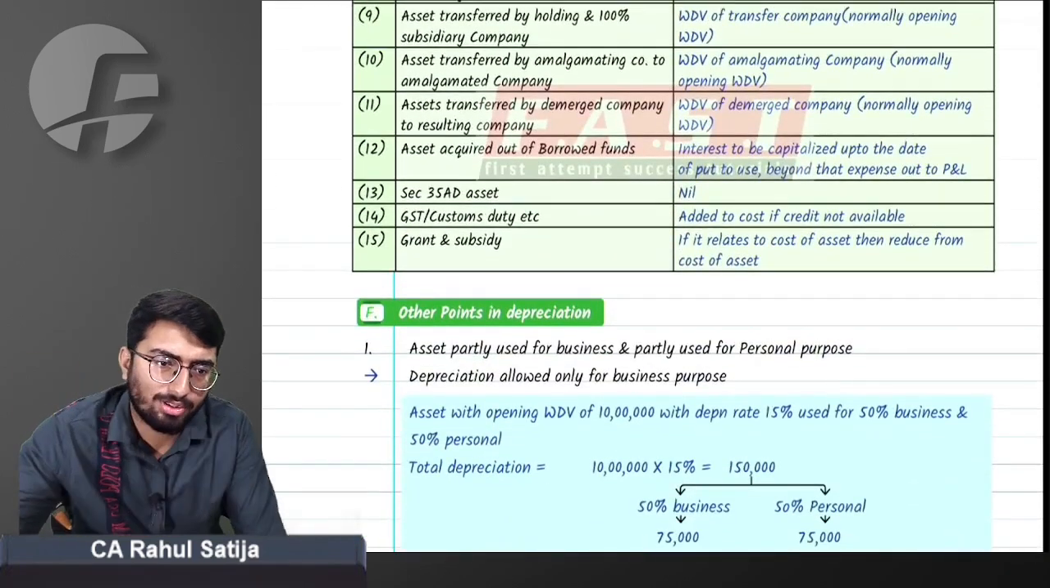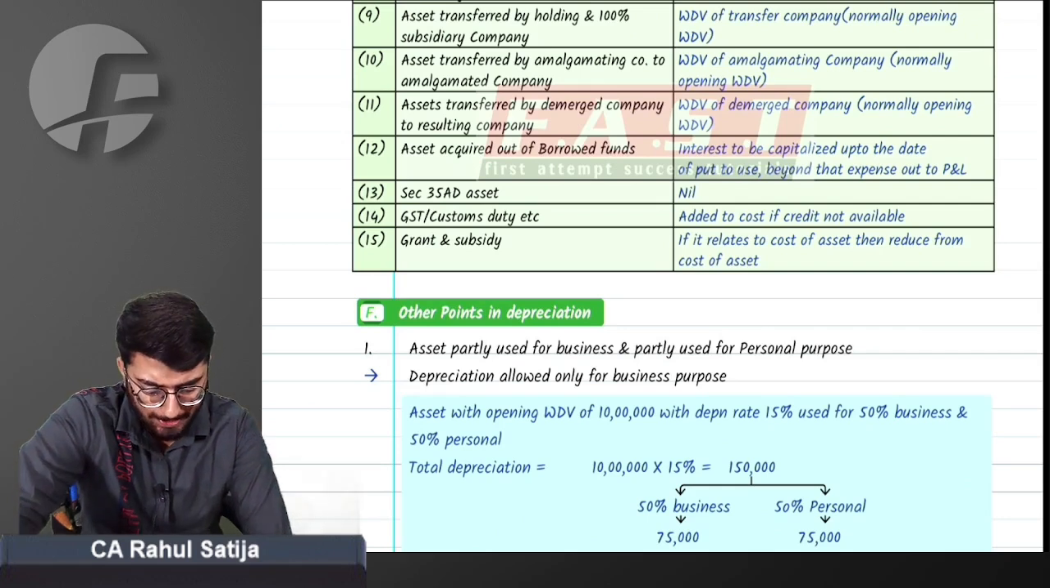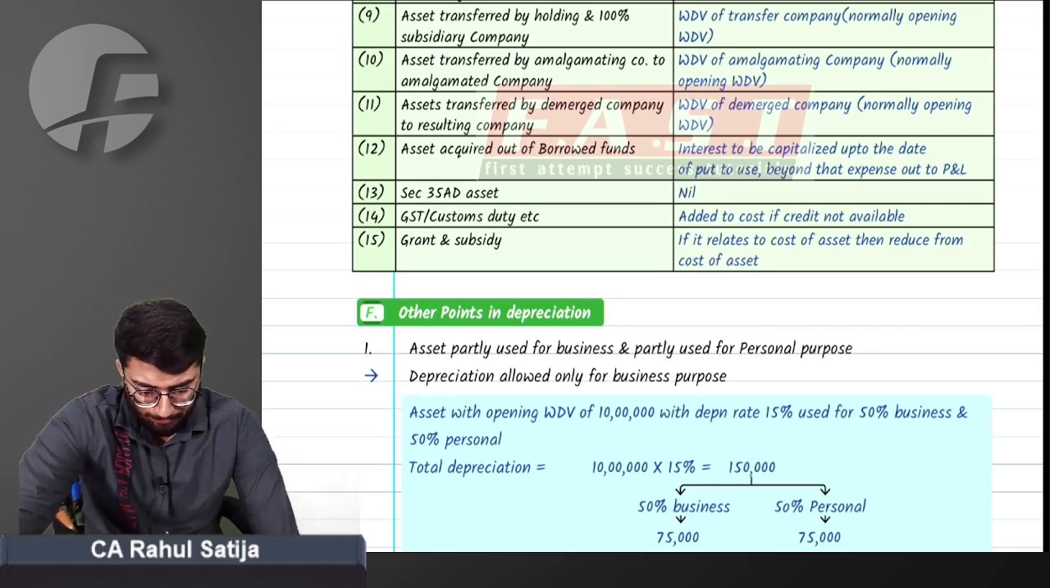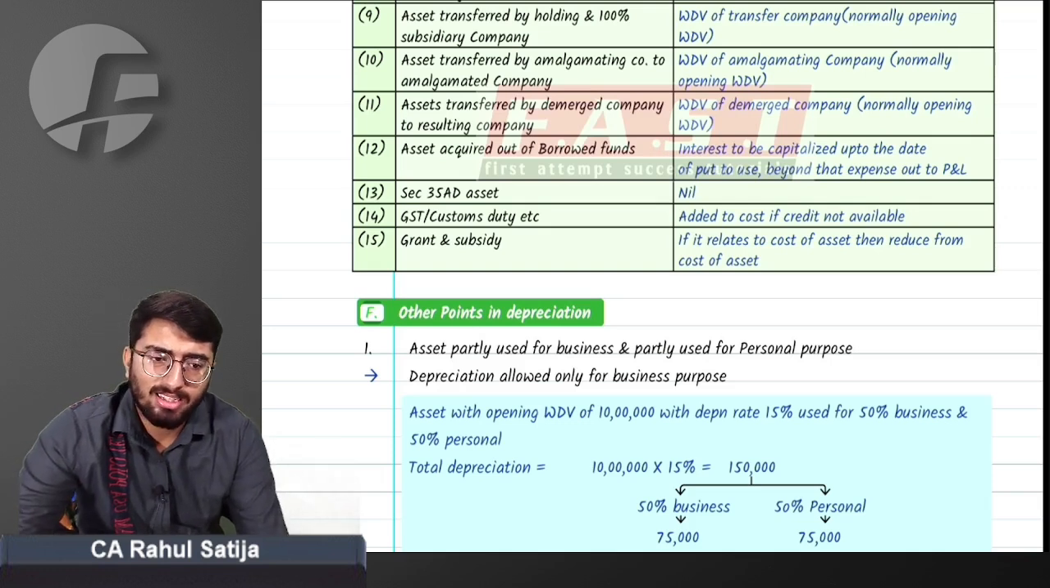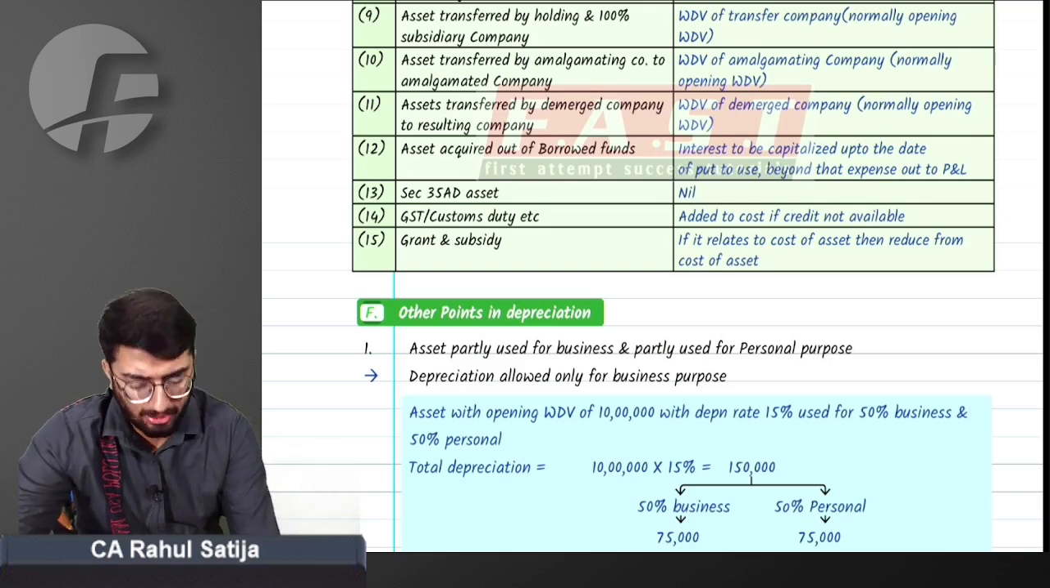Yes, sir, we did understand what you are saying. This is how you have to calculate cost of acquisition, in normal cases and in special cases, which we also studied.